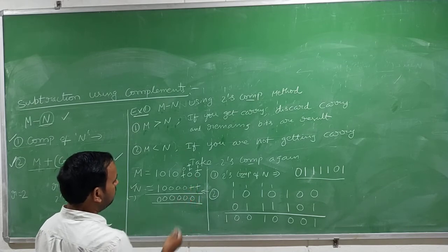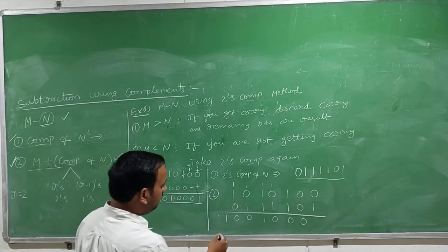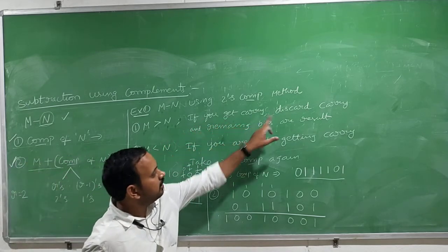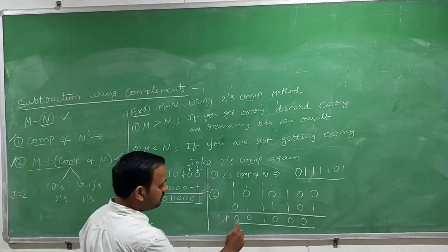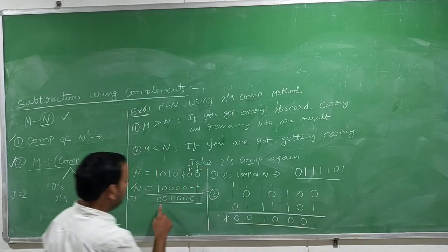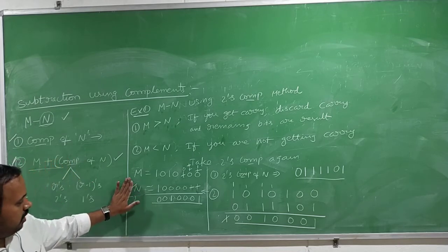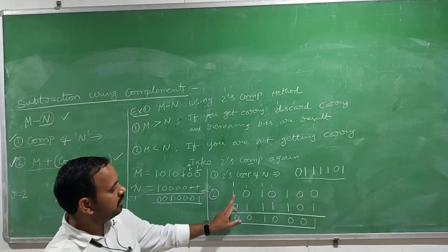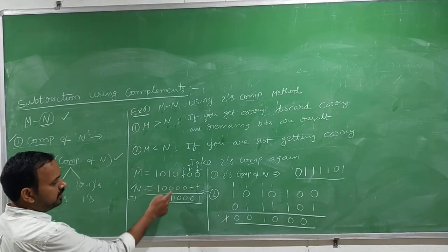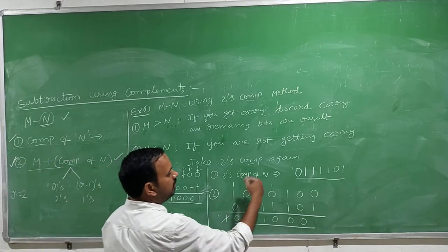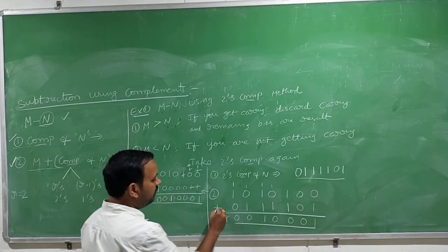Now you got the carry, right? Here 1 minus 0, what will you get? 1, right? Now what I told you: if you get the carry, discard the carry, and the remaining bits are the result. So discard the carry. The remaining is 0 0 1 0 0 1, right? So normal m minus n and the 2's complement of m minus n results are the same. Here we did direct subtraction, but here we took the 2's complement of n and just did the addition.